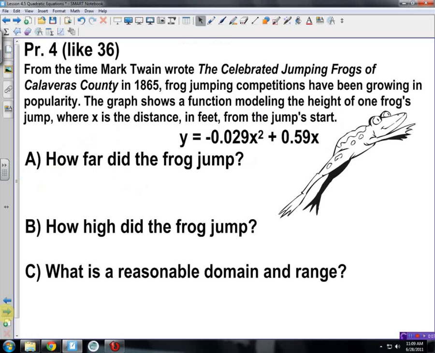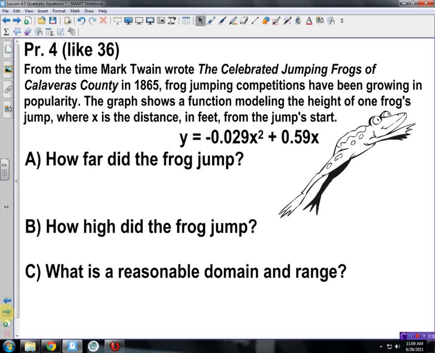Alright, this is problem 4, it's like 36. Mark Twain wrote The Celebrated Jumping Frogs of Calaveras County in 1865. Frog jumping competitions have been getting more popular. Here we have an equation of one frog's jump, where x is distance in feet from the jump start, and y is height in feet. So what we're going to do is we're going to use a calculator to solve a few things. A is how far, B is how high, and C is a domain and range.